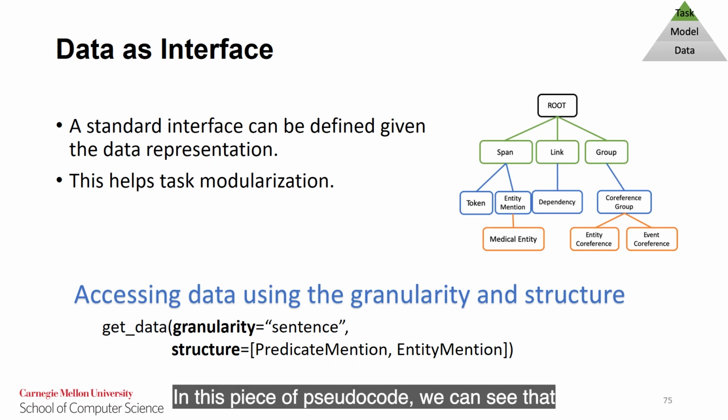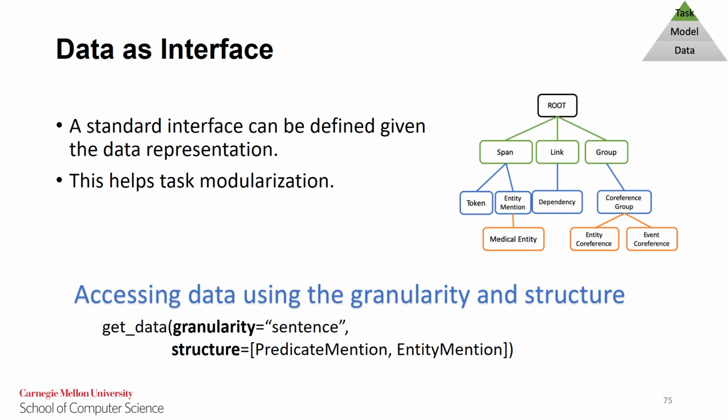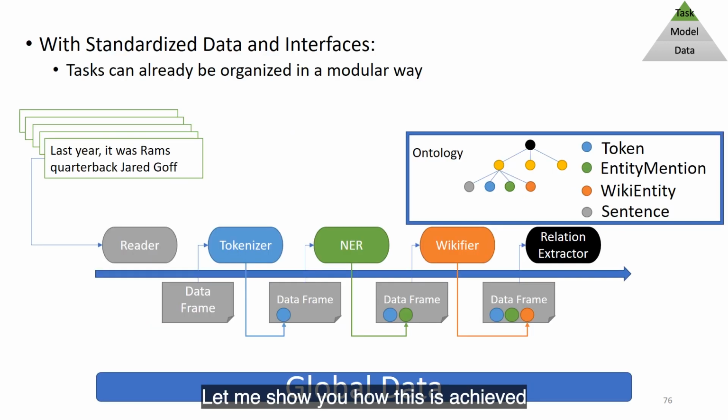In this piece of pseudocode, you can see that we might be able to get all the predicate mentions and entity mentions in terms of the granularity of sentence. Let me show you how this is achieved.